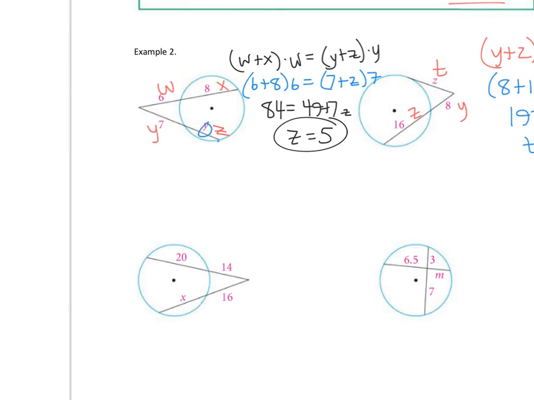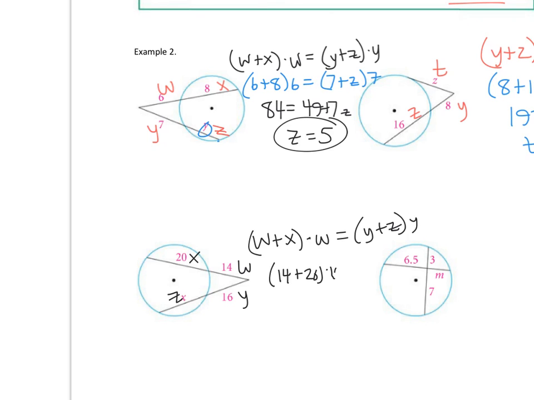Okay, and then this next example looks like this one up here because you have two secants that intersect outside. We're talking about side lengths. So use this formula: W plus x times w equals y plus z times y. So I'm going to let the inside one be x, the outside one be w. The inside one is z, the outside one is y. So I'm going to use what I wrote in black when I substituted in. So it's 14 plus 20 times 14 equals 16 times 16 plus x. And you could solve for x, and you get x is 13.75.